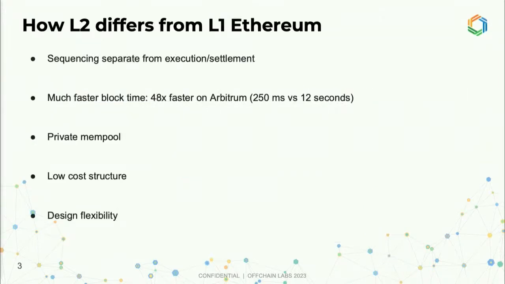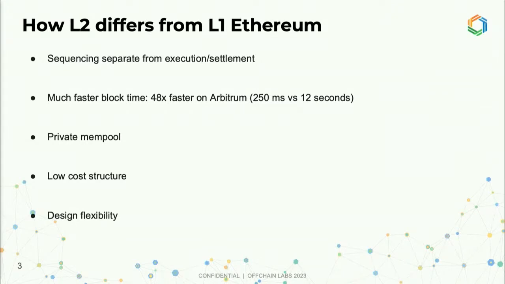All right, so how does L2 differ from L1 Ethereum? There's a bunch of different ways, all of them probably important. First, sequencing is separate from execution and settlement, as I just described. The block time is much faster on L2. On Arbitrum, it's 250 milliseconds, 48x faster than Ethereum. That makes a big difference.